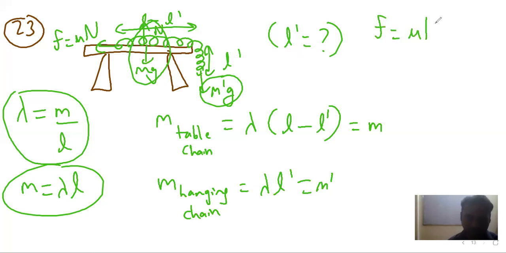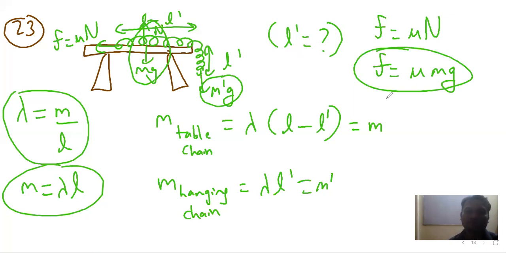So friction force is mu into N, which is mg. This is the friction force, and it will be balanced by the downward force, which is m dash g.